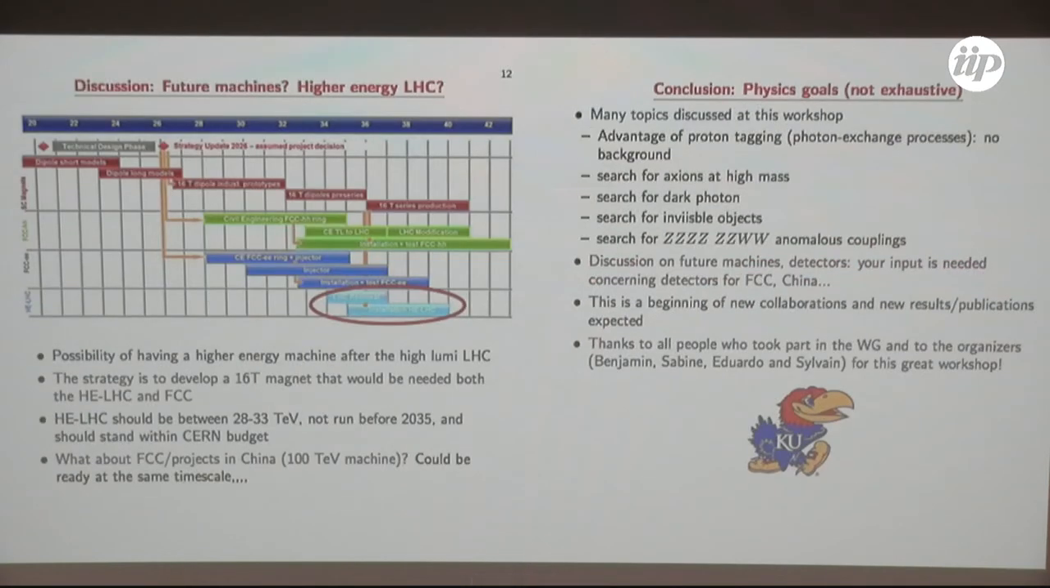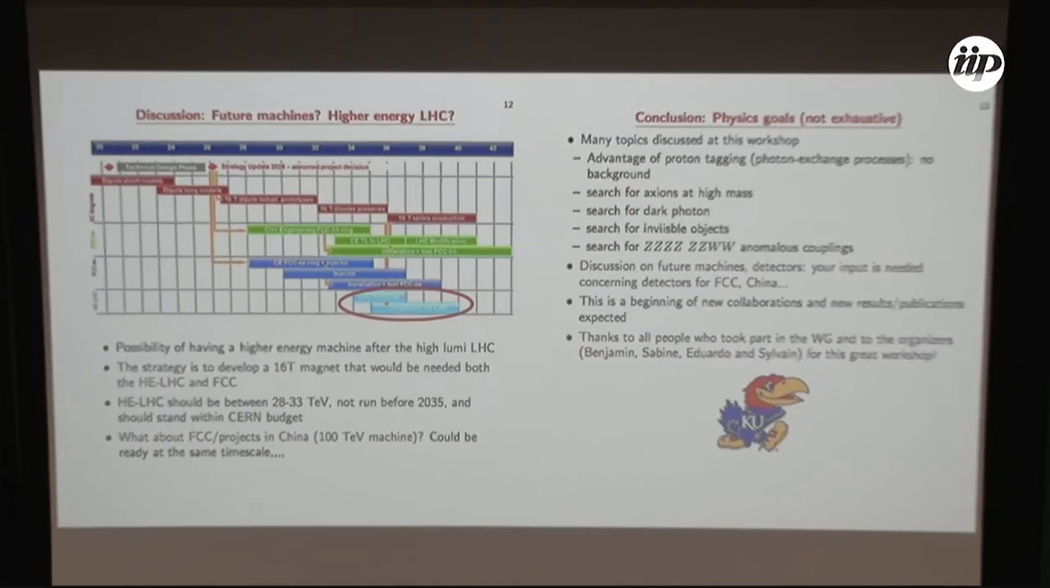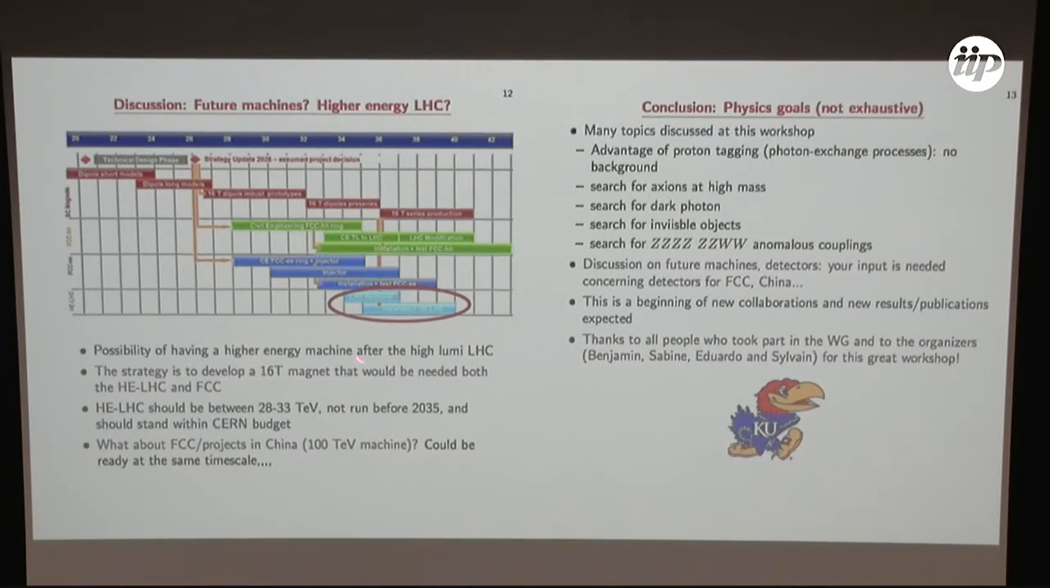Okay, so I just want to mention that we also had quite some discussion during one of the meetings about the future machine, and especially the higher energy LHC, which is possible to get after the high lumi LHC. And the strategy is to develop the 16 Tesla magnet that would be needed both for the high energy LHC and the FCC. But then the question is, if we want to get the high energy LHC, which would be 28 to 33 TeV, it would not run before 2035 and should stand within the CERN budget.